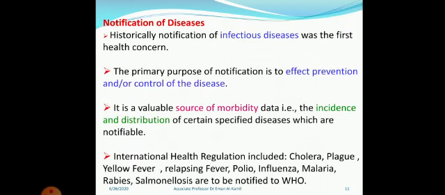Another important source is the notification of disease. Historically, the first starting point of epidemiology or public health was the registration of communicable diseases. They were only concerned about infectious diseases. It was the first health concern in the past, and it is still regarded as one of the important health problems. The primary purpose of notification is to effect prevention and control of disease.